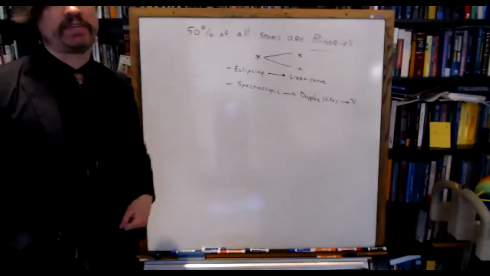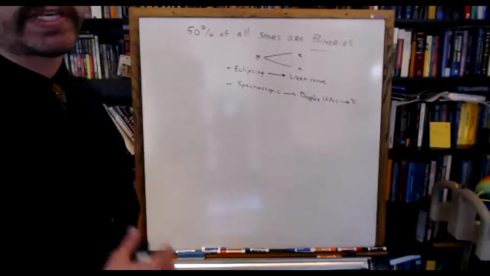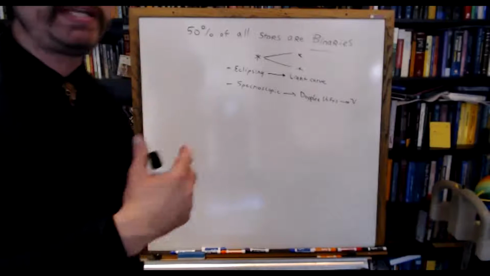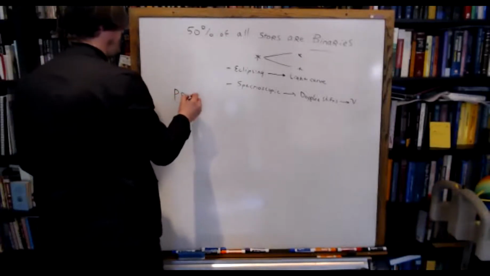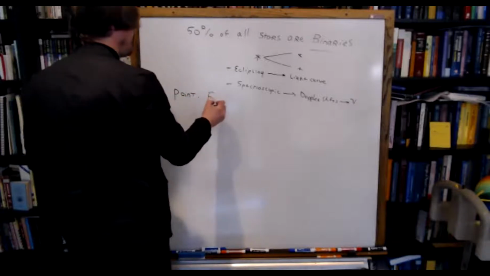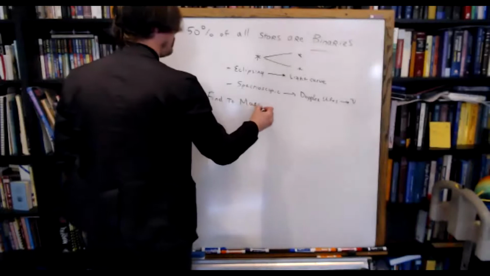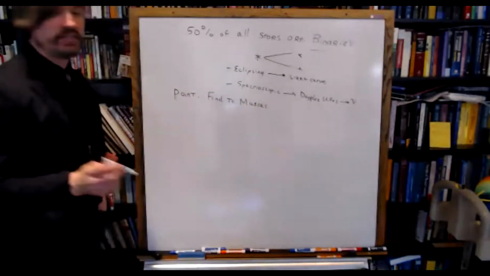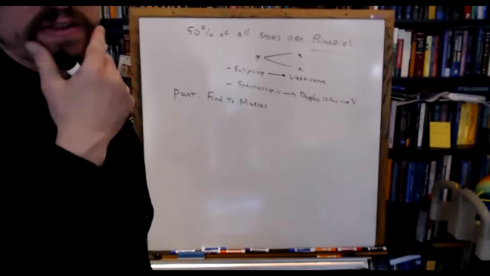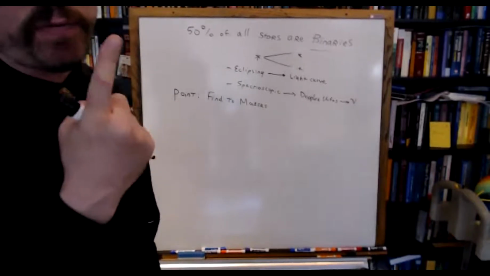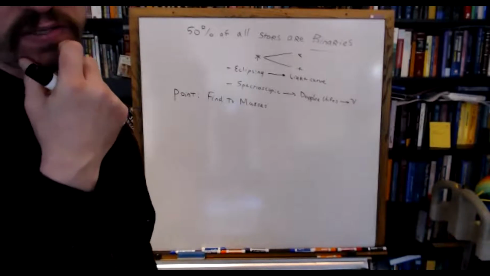But in either case, whether you study your binary star as an eclipsing binary or a spectroscopic binary, the point of a binary star is always the same. The point of a binary star is you can use them to find the masses of the two stars. Do you guys remember what famous formula we use in astronomy to measure masses? There's just one formula that we have at our disposal that allows us to find the masses of stars. What is that?